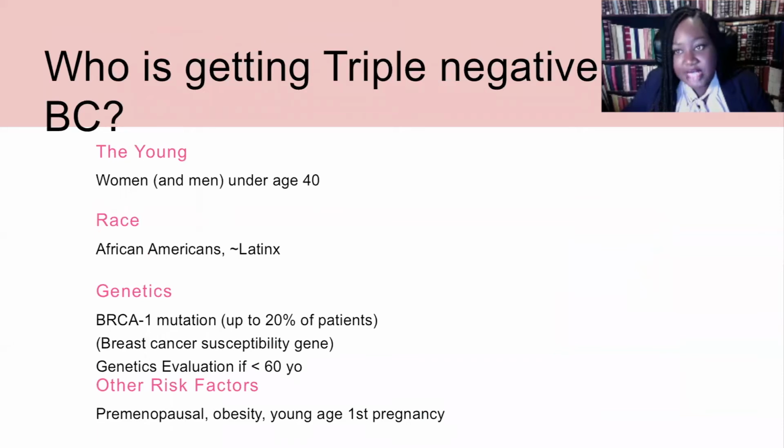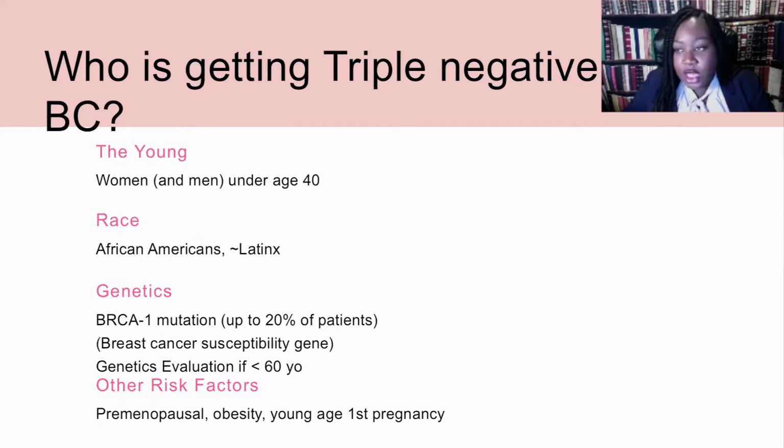So who is getting triple negative breast cancer? We said it's not that great. It spreads fast, it's more aggressive, and we don't have a lot of treatment options. So who's getting it? Unfortunately, young women are. Young women, usually under age 40, usually women of African American descent, as well as women who are Latinx. It's far greater in the African American population.